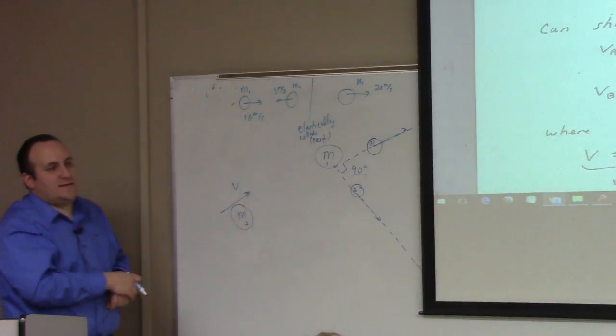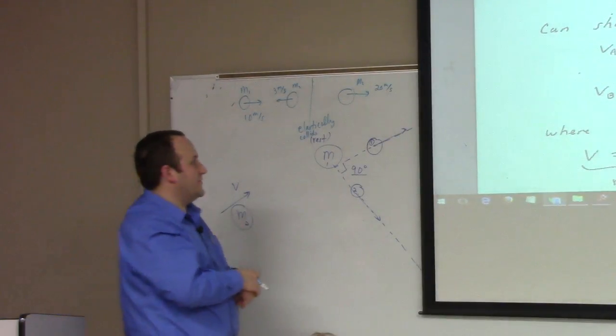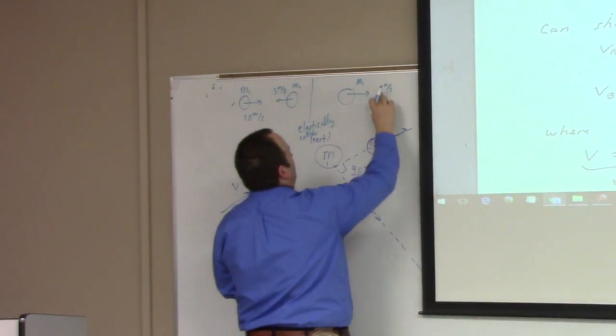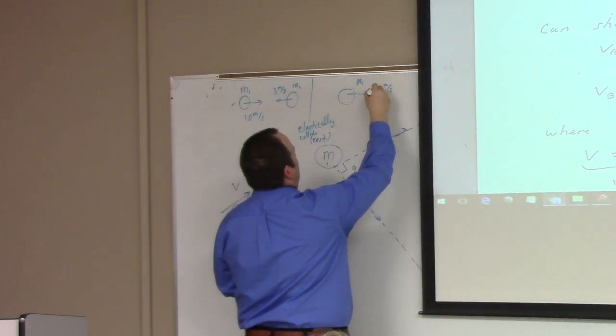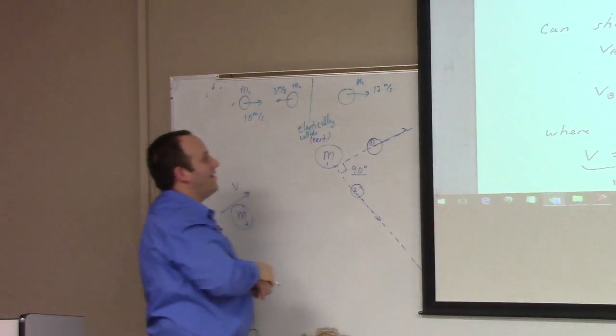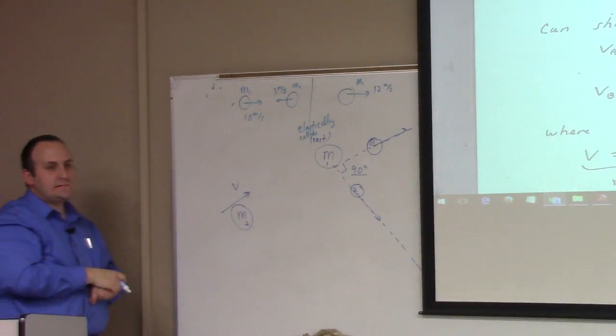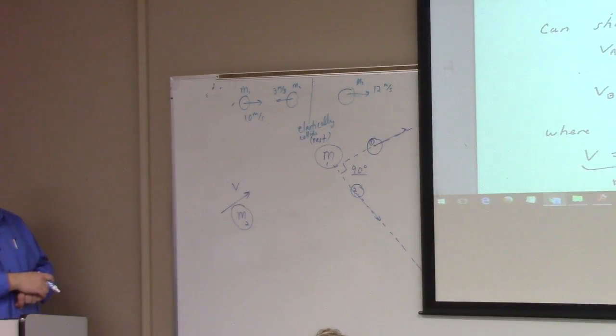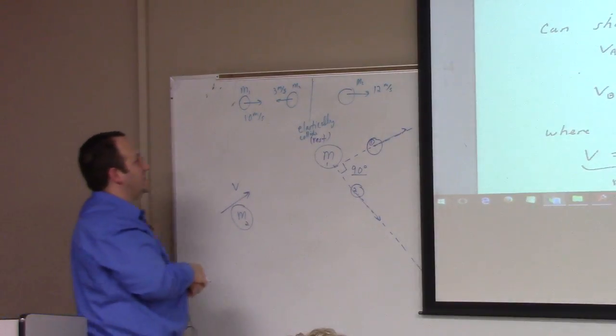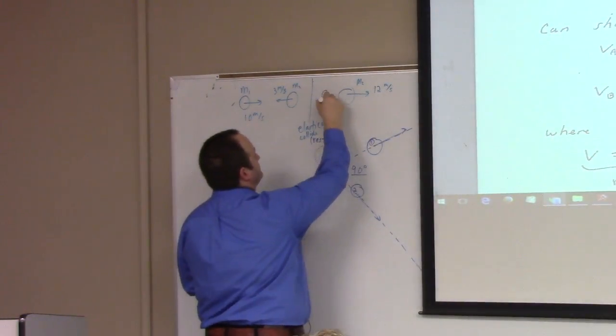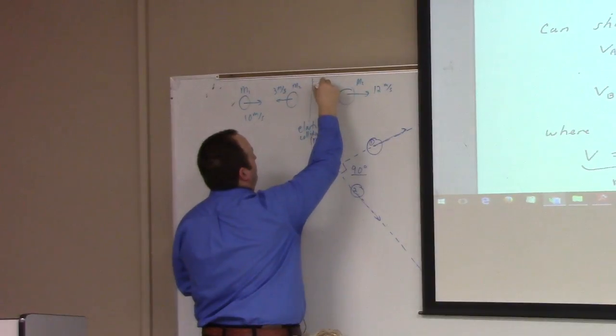Actually, let me tell you what. Let me make up an example which is actually probably reasonable. How about 12? I'm not sure 20 is even possible. Yeah. What if that's an elastic collision, what would the velocity of M1 be? In what direction?